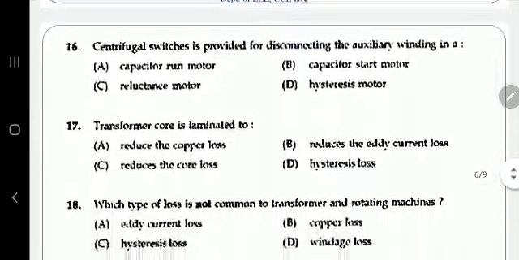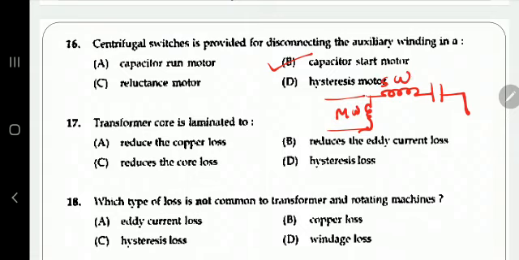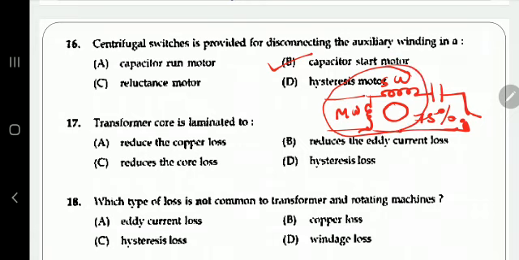Okay, let's move on to the next question, question number 16. Centrifugal switch is provided for disconnecting the auxiliary winding in a... The answer is option B, capacitor start motor. We have studied the diagram of a capacitor start motor. There is a capacitor in the starting winding, and this is the main winding, this is the starting winding. A centrifugal switch is used for disconnecting the starting winding when the rotor reaches 75% of its speed. So this centrifugal switch will disconnect the auxiliary winding in the capacitor start motor.